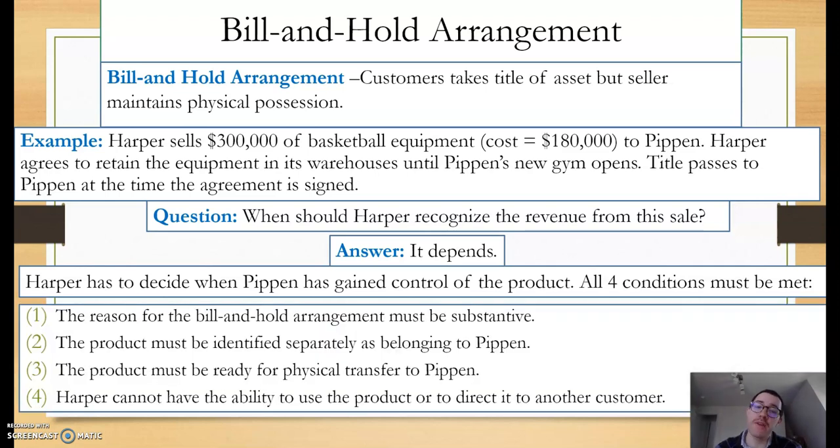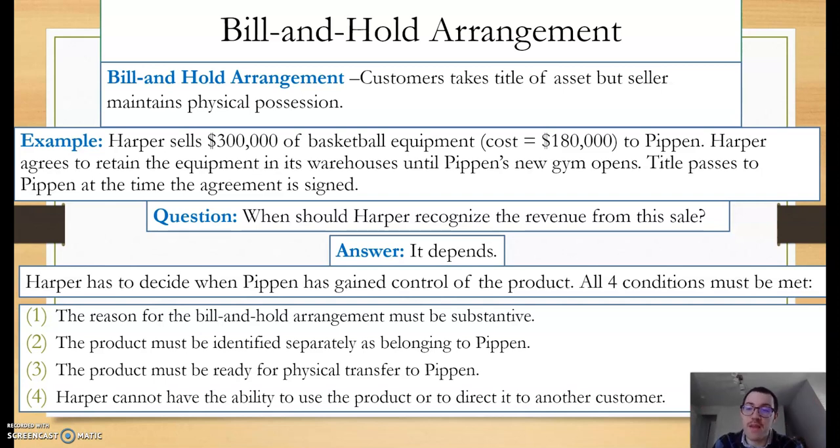There must be a very good reason for the bill and hold arrangement. That's the first thing. In this case, Pippin's gym is not yet open, so that's a decent arrangement. They're still working on it. Number 2, the product must be identified separately as belonging to Pippin. So if you have thousands upon thousands of pieces of gym equipment in your warehouse as Harper, you can't tell the auditor that some of this is Pippin's. It doesn't matter which, they're all the same models. No, you have to designate this certain space.